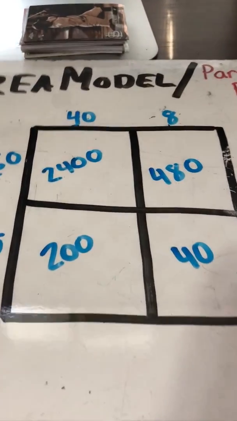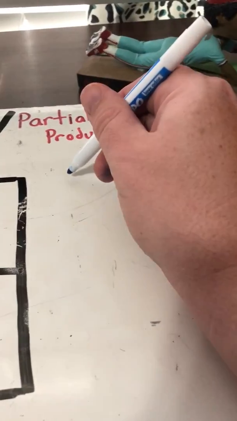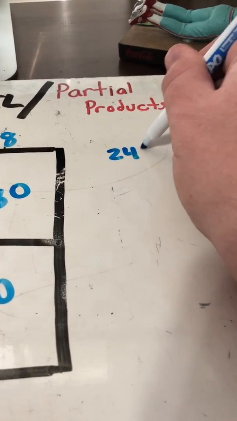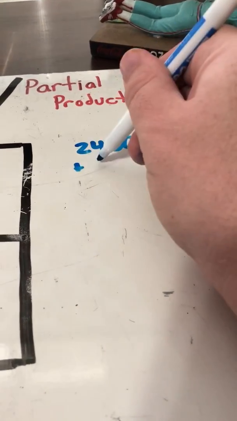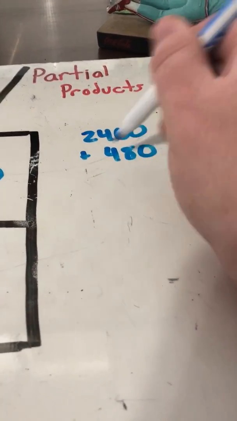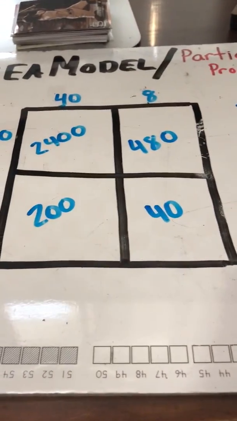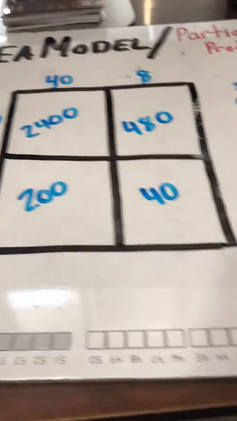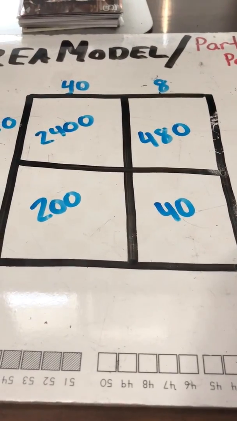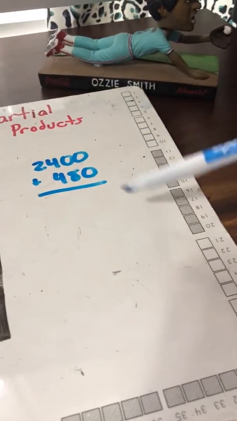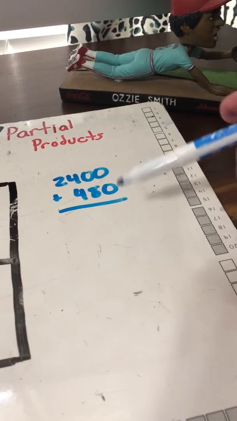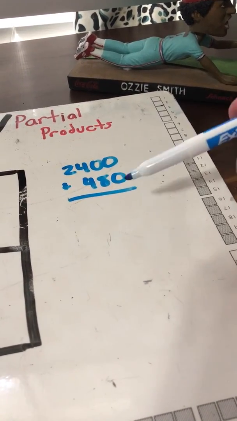So once I have these, I'm going to take them and add them up. The one thing I know that can happen when we add is if you take all 4 partial products and try to add them up at once, sometimes they get a little crooked, sometimes they get a little messy. So I like to break them up into 2 different problems and then take the sums of the 2 different problems and add them together.